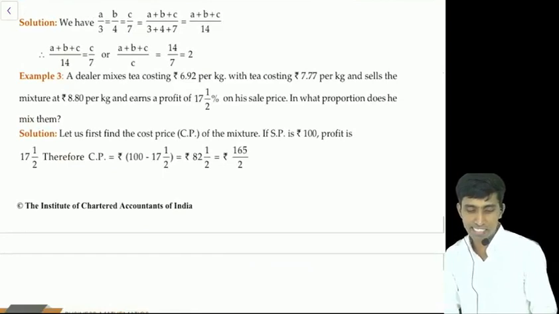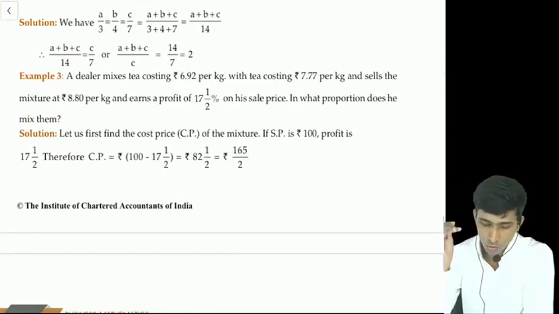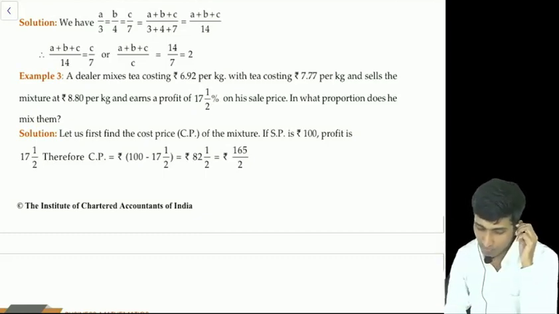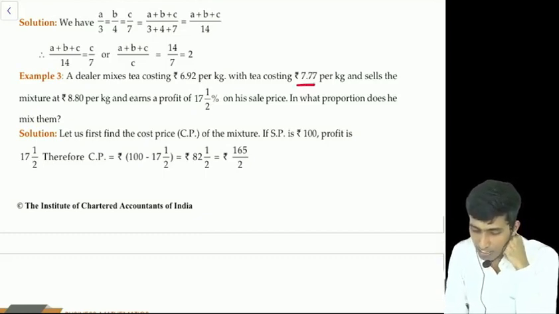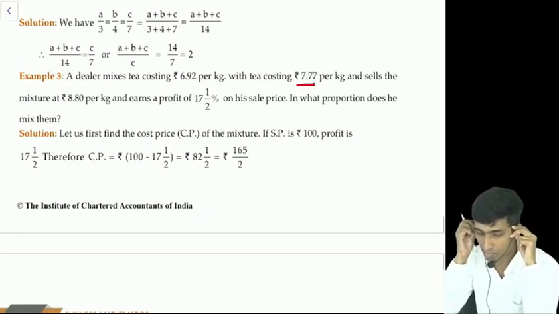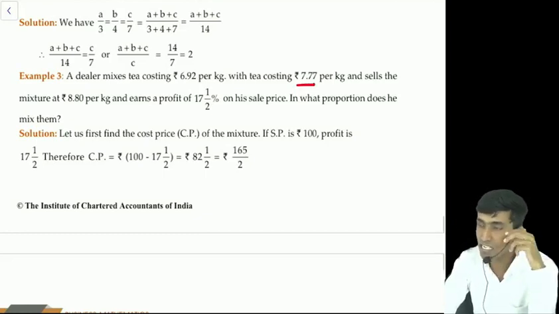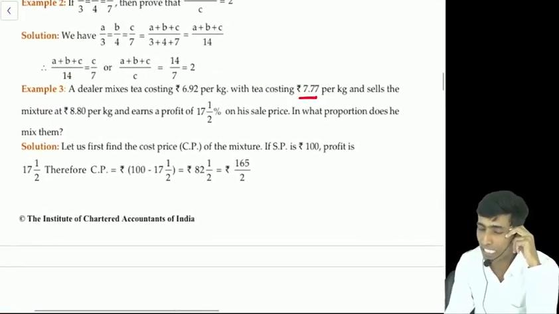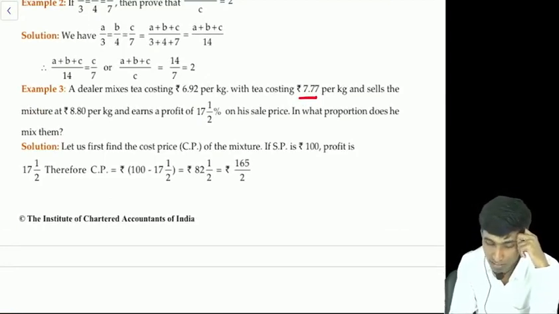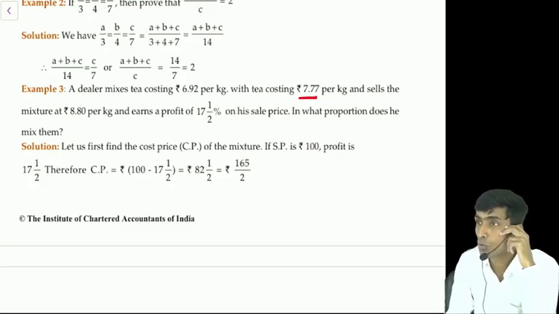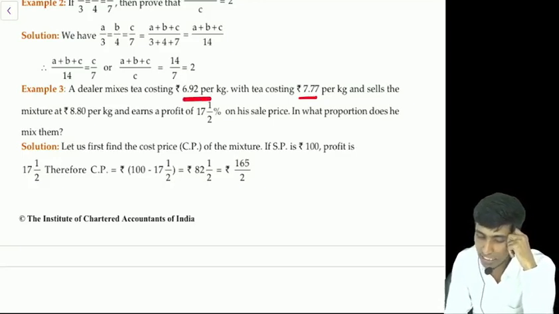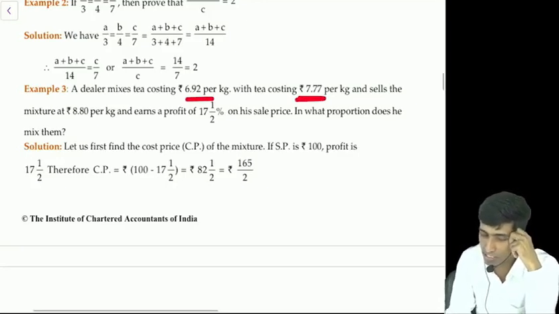A dealer mixes tea costing 6.92 per kg with tea costing 7.77 per kg. Example 3, page number 1.11. 100% attention. Listen how they have done. There are 2 types of tea. One tea cost is 6.92. Another tea costing is how much?